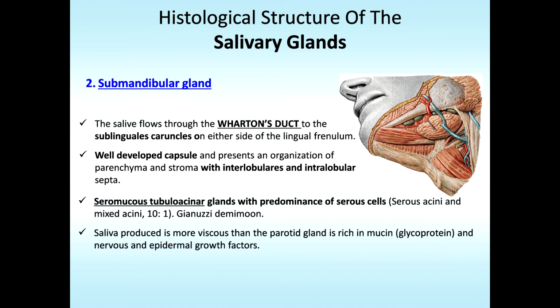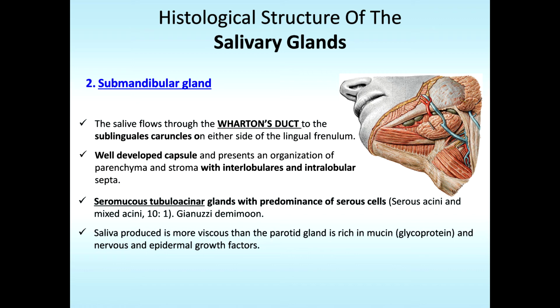Now, let's talk about the histology of the submandibular gland. In the same way as the parotid gland, the submandibular gland contains a well-developed capsule. It has a well-organized structure of parenchyma and stroma, with interlobular and intralobular septa. The submandibular gland is a serous mucous tubular gland. This means that the shape of the acinus is tubular.